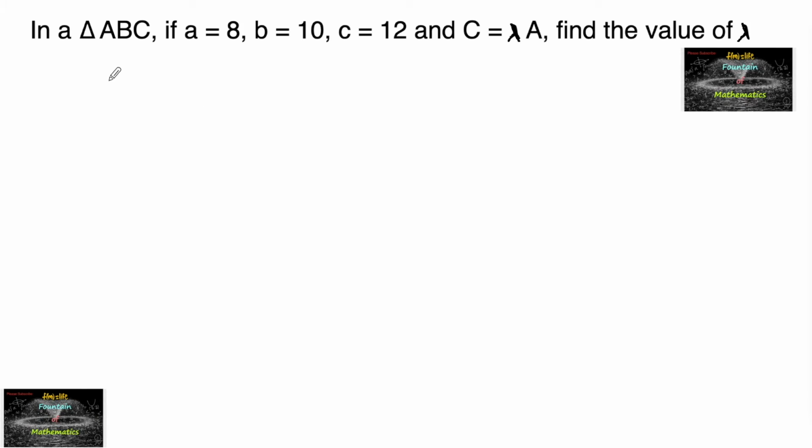In a triangle ABC, if a is equal to 8, b is equal to 10 and c is equal to 12, and we had angle C is equal to lambda times of angle A, then find the value of lambda.